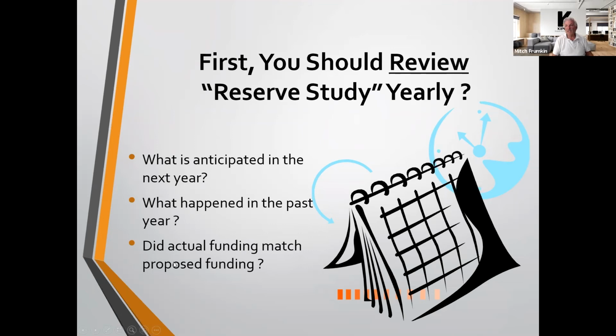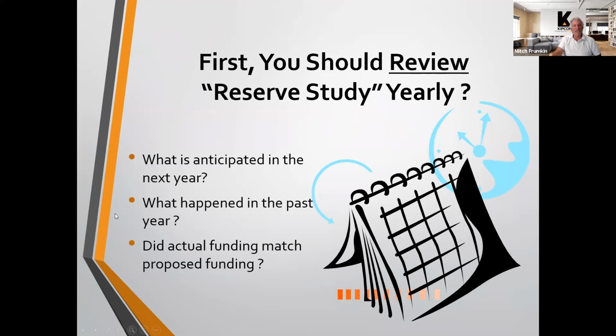So what is anticipated next year? What happened in the past year? Let's say you replaced your roads or your roof. Then the reserve study should be updated, because then you can amortize the replacement life over a full useful life of that component, because it's brand new, and it may reduce your annual reserve requirements. So what happened in the past year? Did you replace anything? Does the study need to be updated to reflect that? But you should look at that each year.